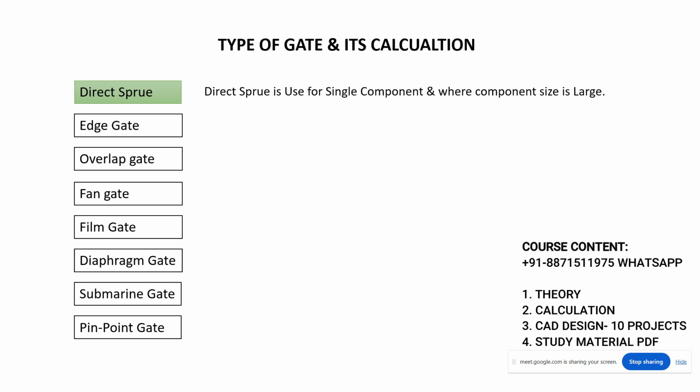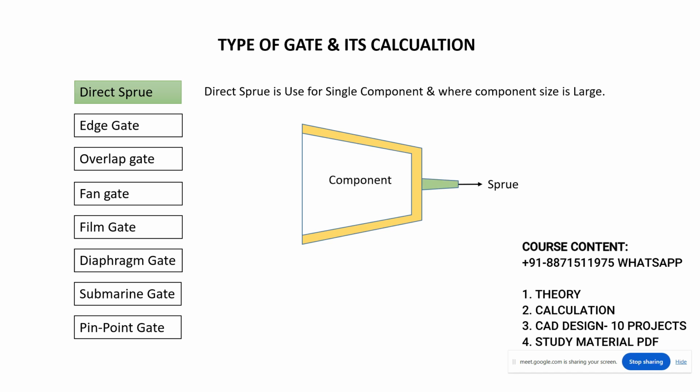So here you can see that the direct sprue is used for a single component. If the component volume or the component area is large, or if we are dealing with a single cavity, there we have to use the direct sprue. See here, we have a component like a bucket or a basket. So here we have to use direct gating, sprue gating. So this is the sprue.